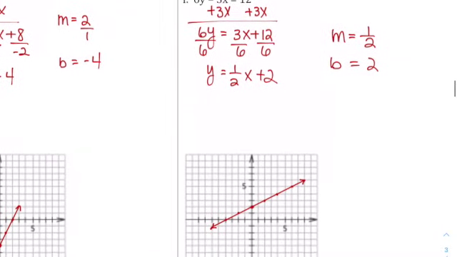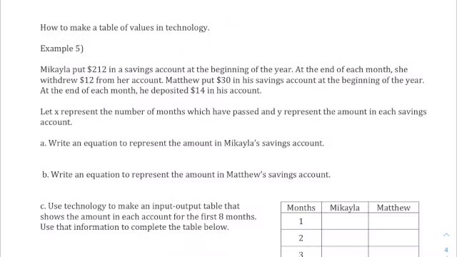There's the answer and there's the graph. Now, moving on to calculator and word problems. Example 5. Michaela put $212 in a savings account at the beginning of the year. At the end of each month, she withdrew $12 from her account. Matthew put $30 in his savings account at the beginning of the year. At the end of each month, he deposits $14 in his account.